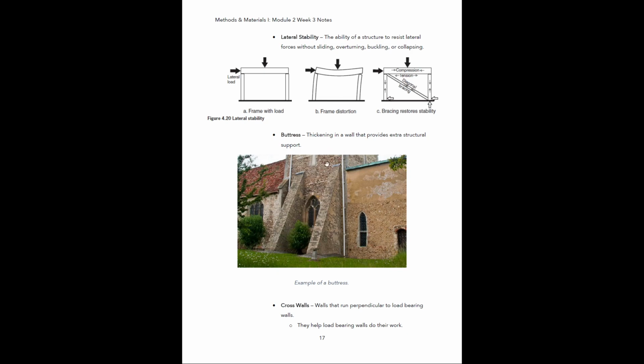All right, a buttress. This is a thickening in a wall that provides extra structural support. If you look right here at this cathedral, they have these buttresses right here. These are basically big thickened portions of walls that are pressing against, or propping up, this wall in place, and they're just helping to strengthen it. There's another type of buttress which is common in classical architecture.